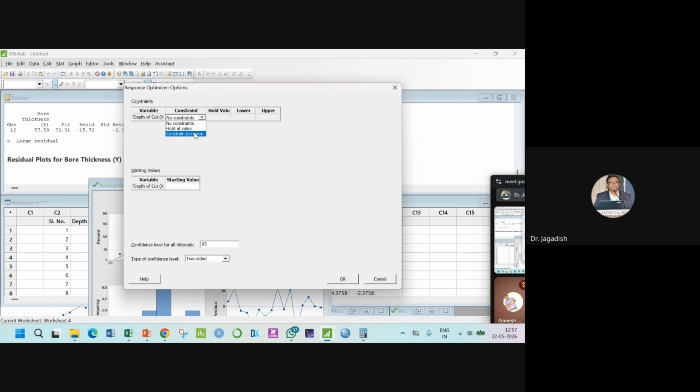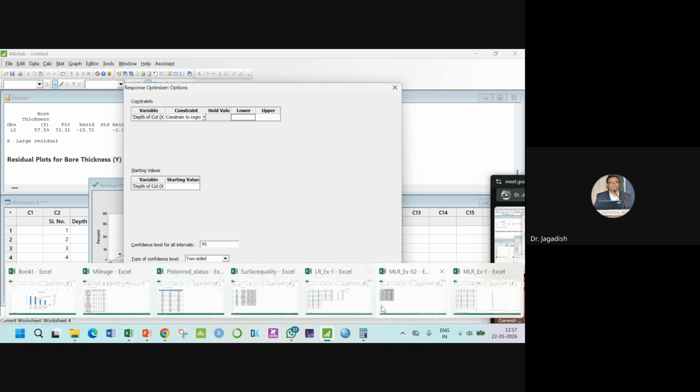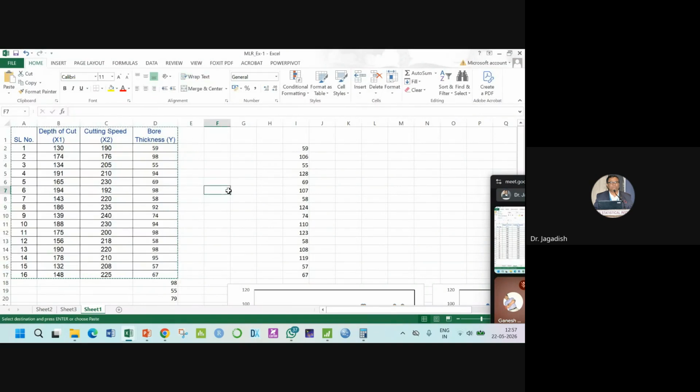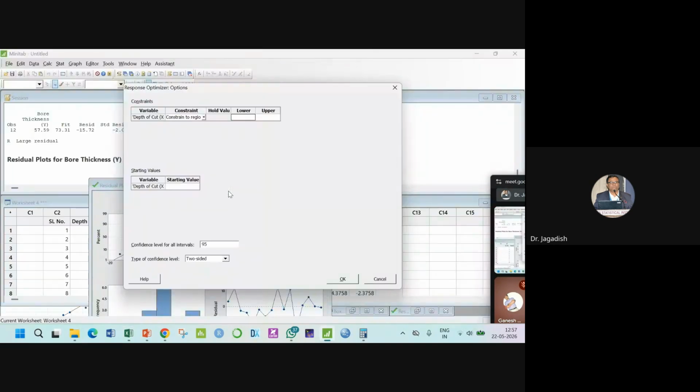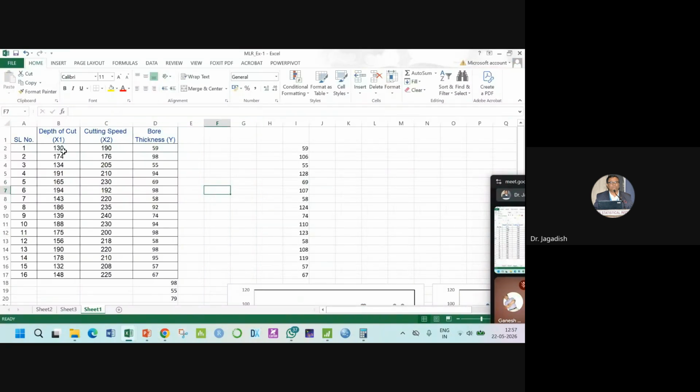Here, constraint: how much constraint to the region, what level of lower value, what level of upper value. You can find out the lower value and upper value from the data also. What is the minimum value of the cutting speed or depth of cut? What is the minimum value here? I'll calculate the minimum value. Minimum value is this, and maximum value.